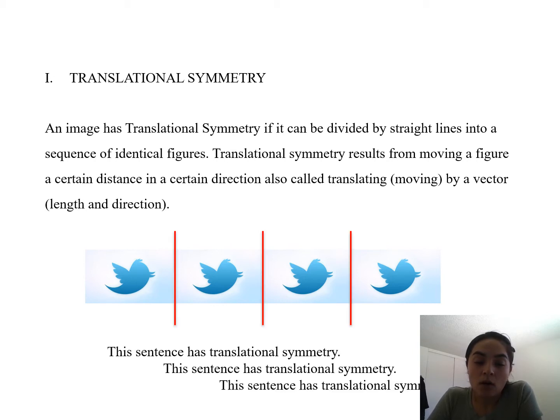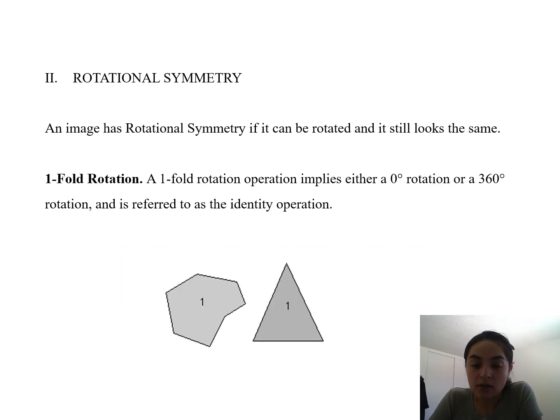And so the same thing is here. It says the sentence has translation symmetry, which basically just shows you that it's the same image along some sort of length and direction. So rotational symmetry is different.